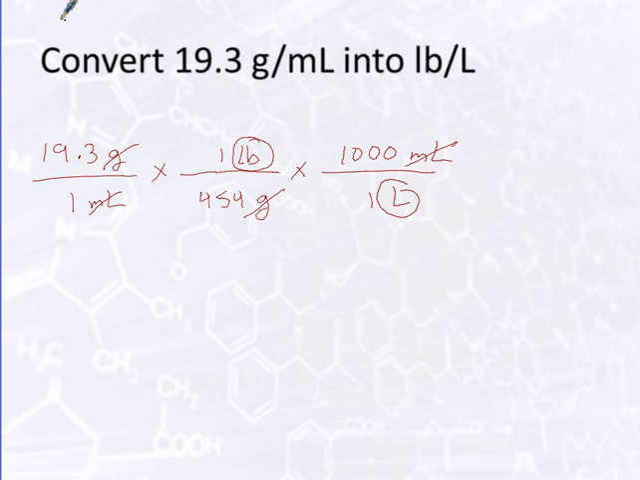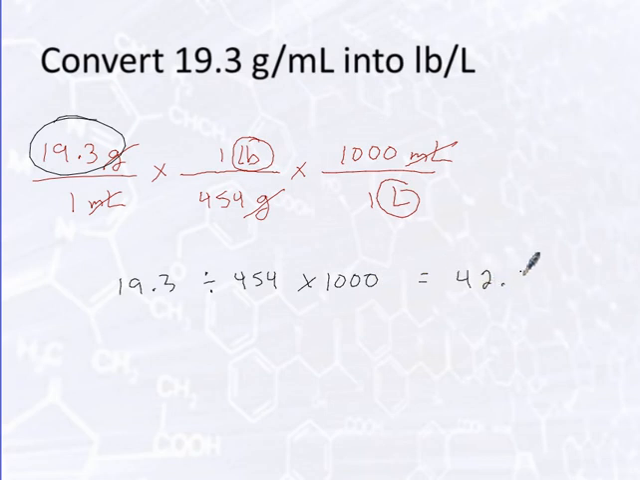Now that I've got my units, I have to do the math part. Plug that in my calculator, 19.3. Move on down. 454 is on the bottom, so I divide by 454. And with the next one, 1,000's on top, so I multiply by 1,000. Alright, and I get my answer of 42.5 pounds per liter. That's a lot of weight. So if you had a 2-liter pop bottle full of gold, that actually would be about 85 pounds. That's pretty heavy, I must say.